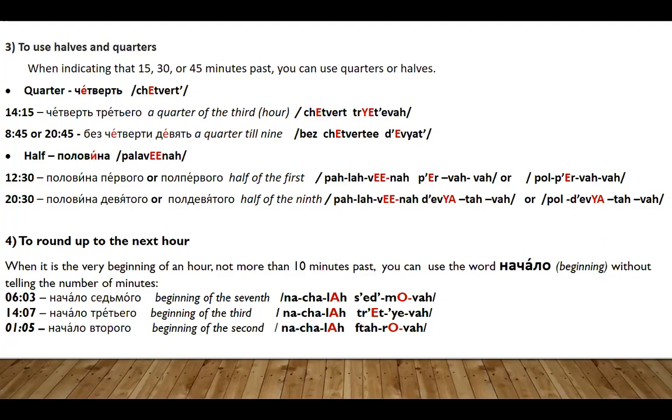That means that we have 15 minutes or a quarter left until 9 o'clock. So it's 9 o'clock without a quarter, or a quarter till 9. In Russian it is без четверти 9. Без четверти 9.